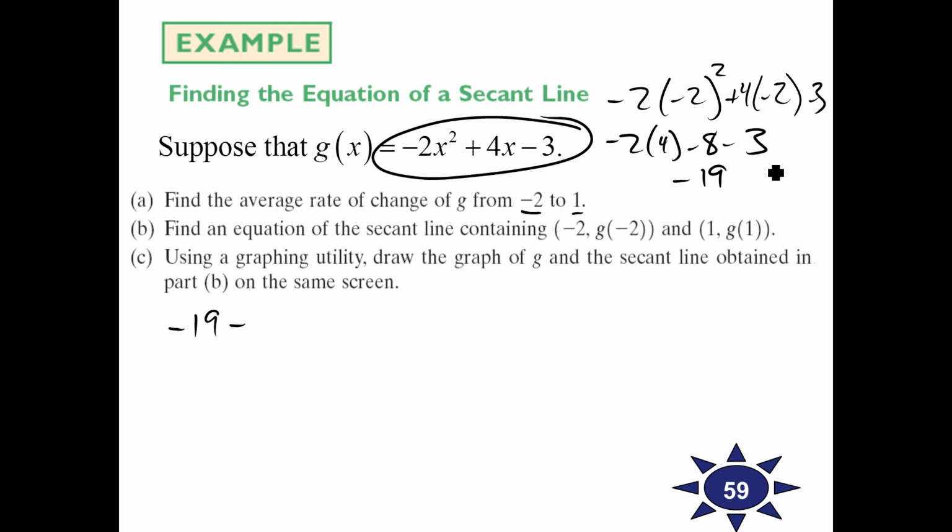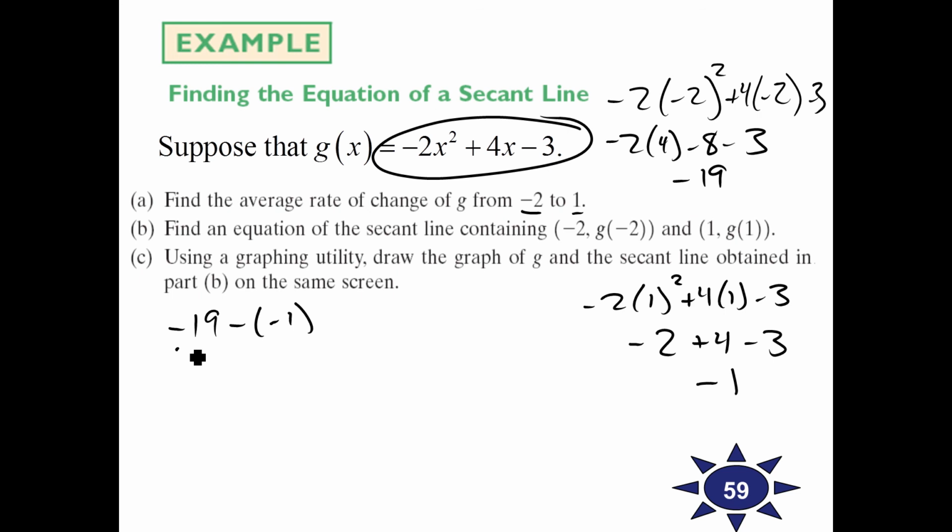Minus, what happens if we plug in a 1? We'll do that over here. Negative 2 times 1 squared, plus 4 times 1, minus 3. So this is negative 2 plus 4, which is 2, minus 3, and we get negative 1. So minus negative 1. And let's subtract the x's. So we have negative 2 minus positive 1. So negative 2 minus 1. And so we have negative 18 over negative 3. And so we have an average rate of change of 6.